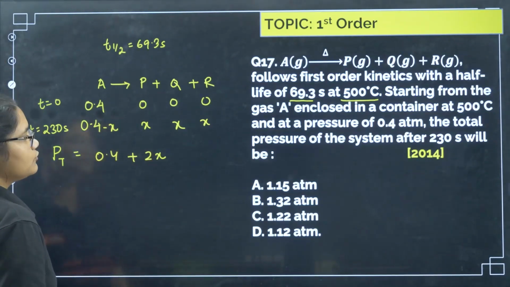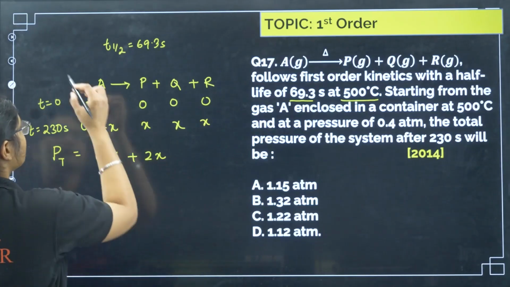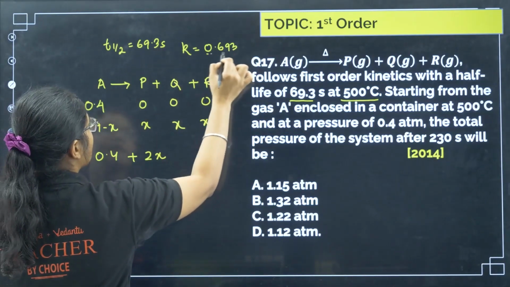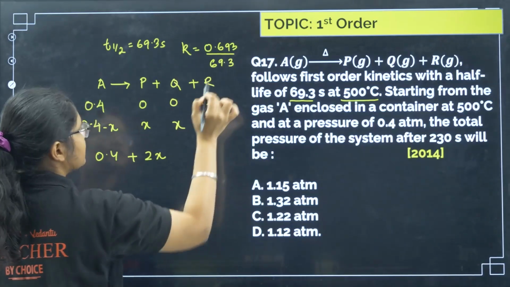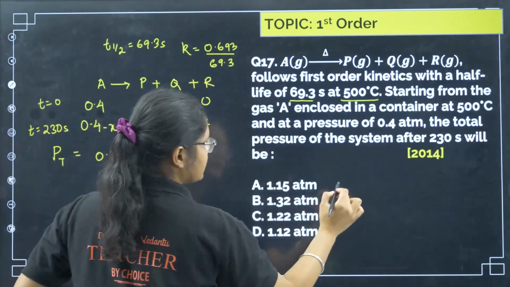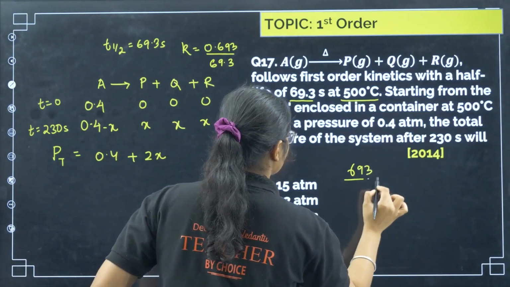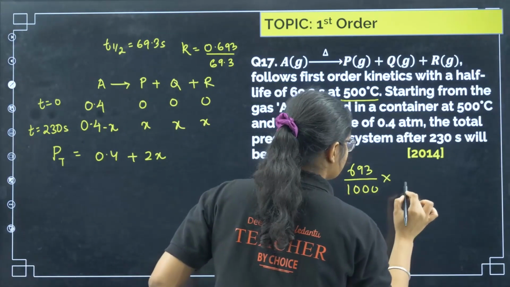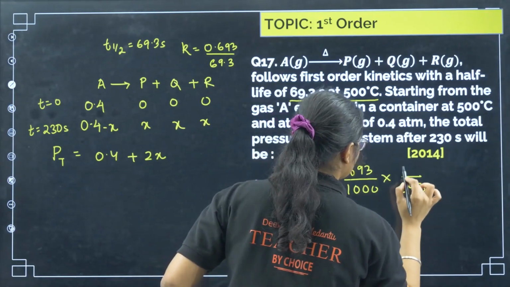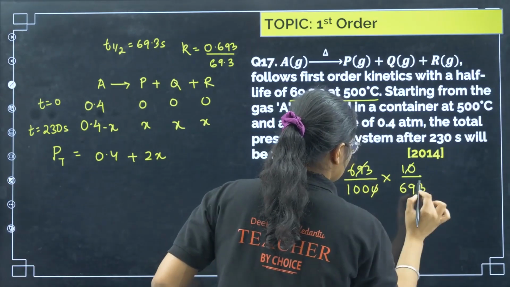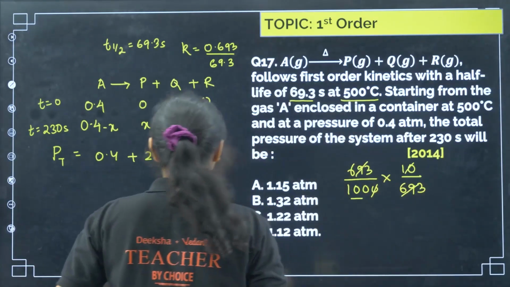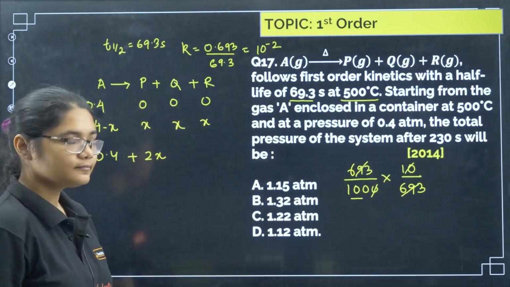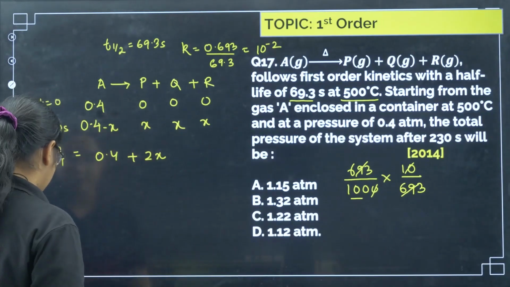Let's do what next. What is the value of K for this reaction? K will be equal to 0.693 by T half, that is 69.3. So what number will this give me? 693 by 3 zeros, that is 1000, and then I have 693 divided by 10. So it will be 10 to the power of minus 2. So the K value is 10 to the power of minus 2. That also I got.